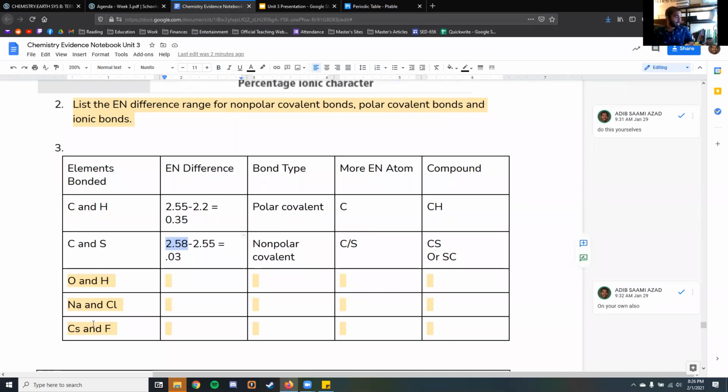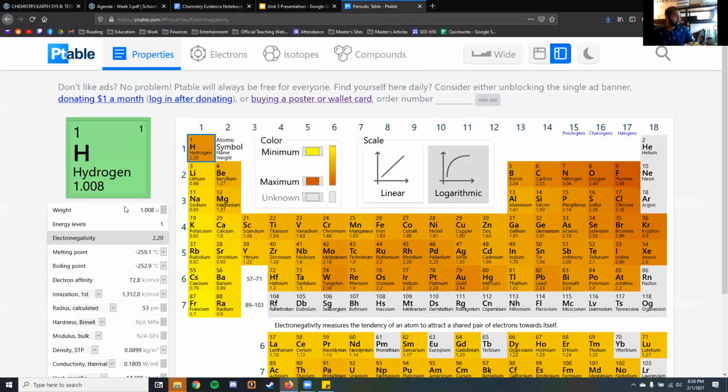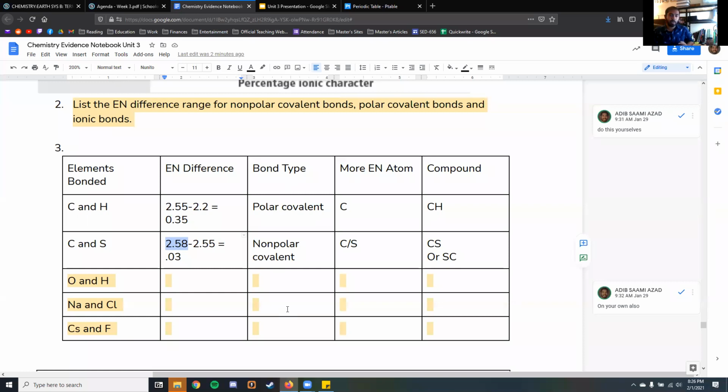And so that's what you're doing. You're looking up the electronegative values of these chemicals on the table or on the charts I've given you. Look them up, subtract the values, figure out what kind of bond it is.